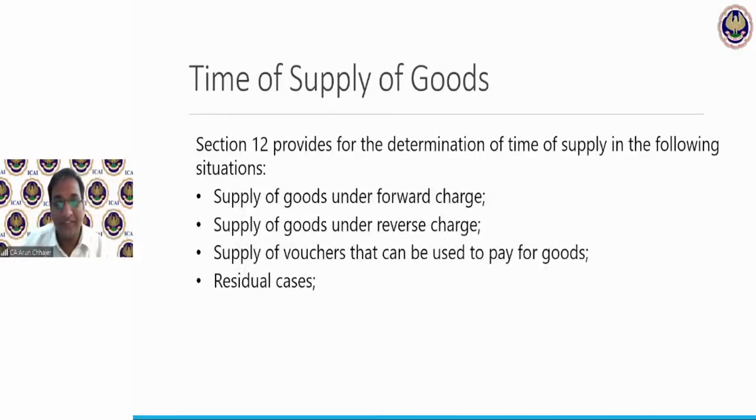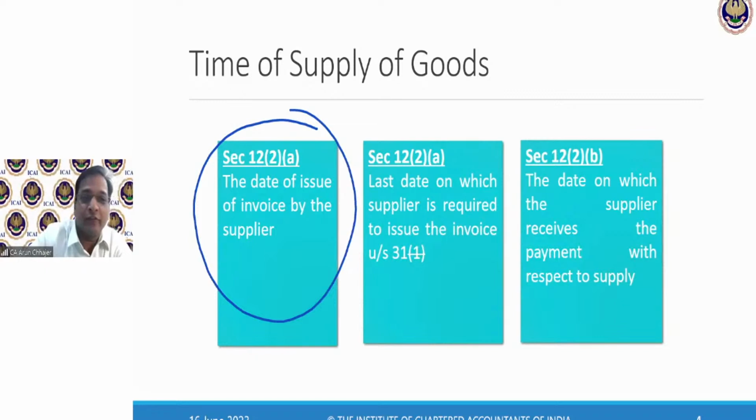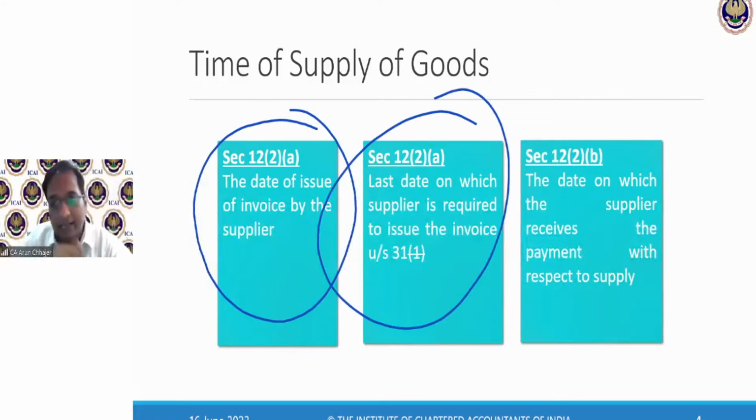So, time of supply of the goods, there are two clauses. Section 12, subsection 2, clause A and clause B. It is talking about the date of invoice by the supplier. So what is the first? Date of invoice. And second is the last date on which the invoice is required to be issued, according to section 31.